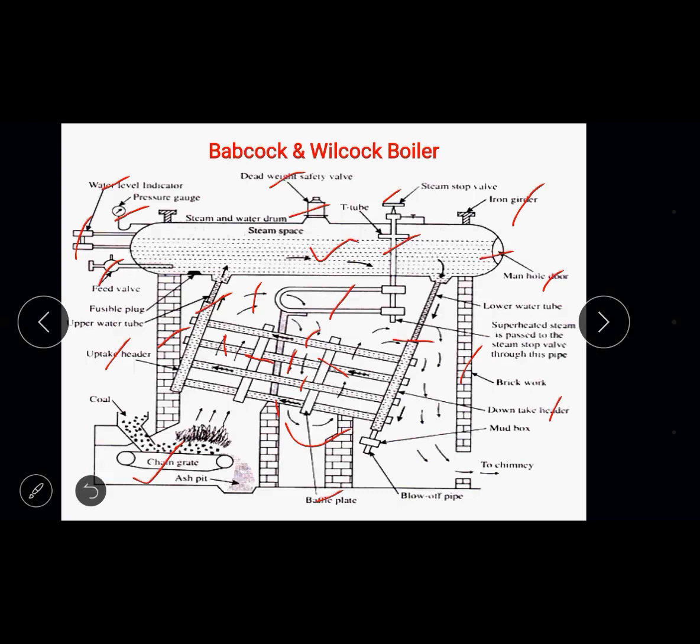And then coming to the blow off pipe. This is a boiler accessory. What is the function of this blow off pipe? As you know, the water contains tiny sand particles. Those tiny sand particles get settled down at the bottom of the downtake header, and the bottom section of the downtake header is connected to the blow off pipe. So from the blow off pipe, the sand particles can be removed physically.